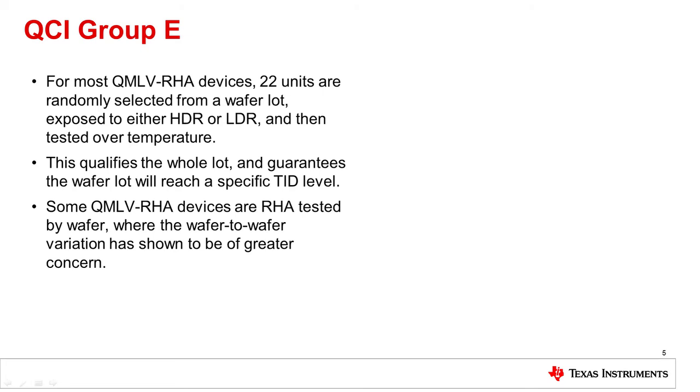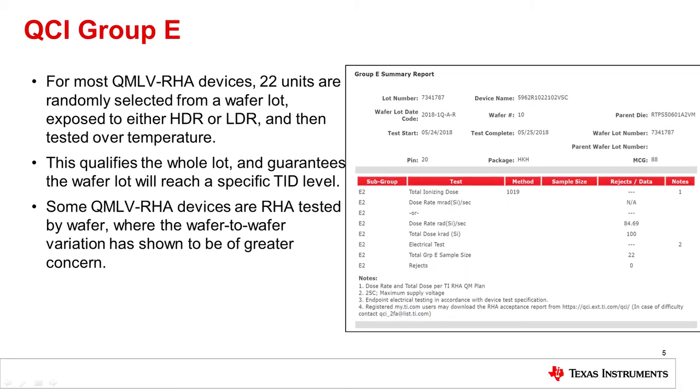This is an example of the paperwork that would be shipped with an RHA device, showing the wafer lot level information, dose rate, TID level, and summary of data. For Group E only, there is also a more detailed report showing the key parameters results pre and post radiation that is available from the QCI system or on TI.com. The TI.com radiation report also shows a test configuration and conditions.